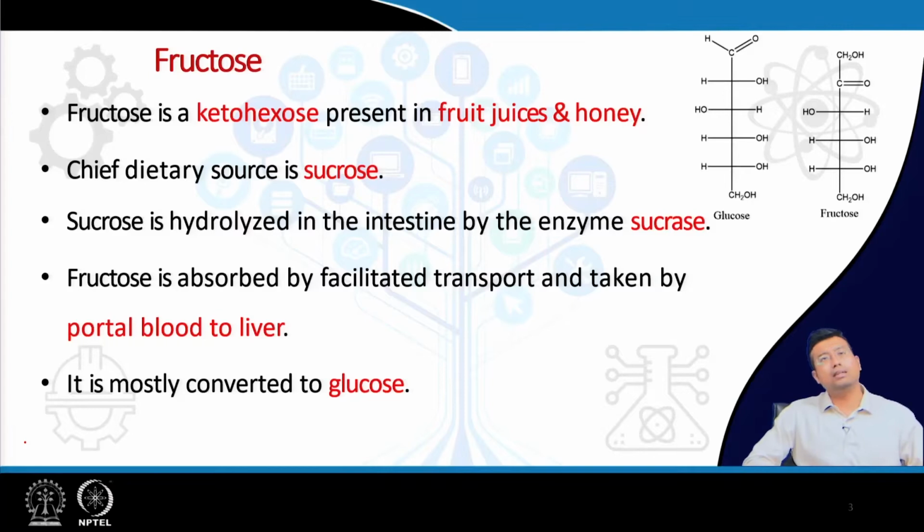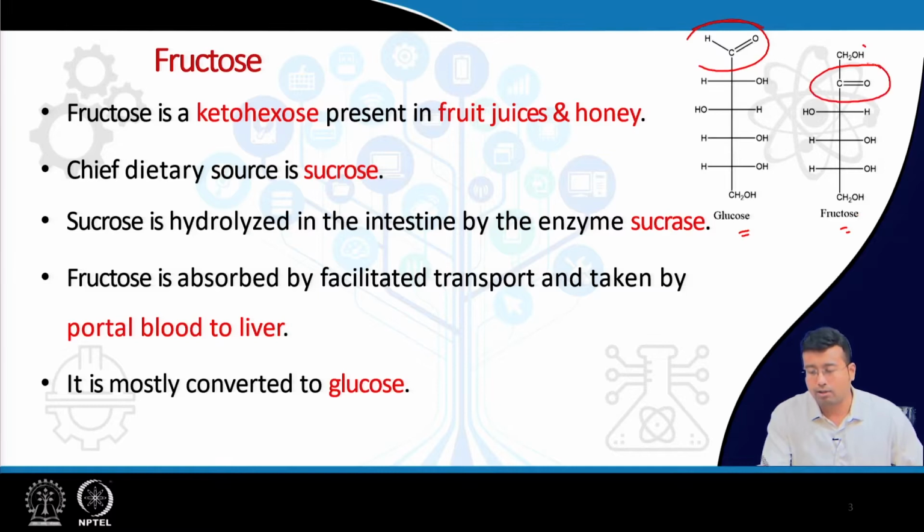Now, considering fructose, it is a ketohexose. In the last class I showed you how glucose and galactose were epimers. In this case, the structure of glucose and fructose, if you count the number of carbon atoms, are the same, C6H12O6. How does it vary? There is an aldehyde group in glucose, but there is a keto group in the second carbon of fructose. So, this is how fructose differentiates from glucose, just to have the fundamental concept.